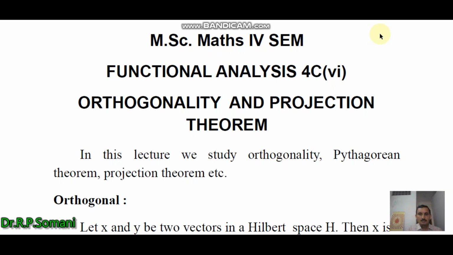Namaskar. Today's topic is orthogonality and projection theorem as per syllabus. This is for the students of MSc Maths 4th semester, paper Functional Analysis 4C6. In today's lecture, we study orthogonality, the Pythagorean theorem, the projection theorem, etc. So, we first define orthogonal.